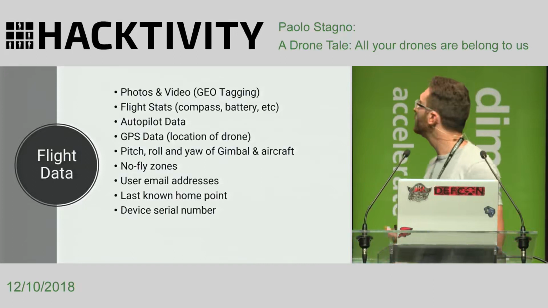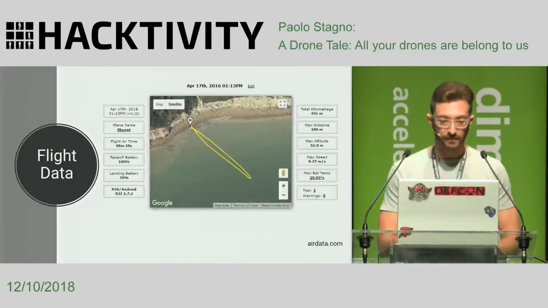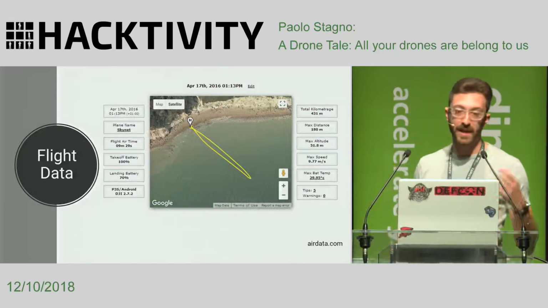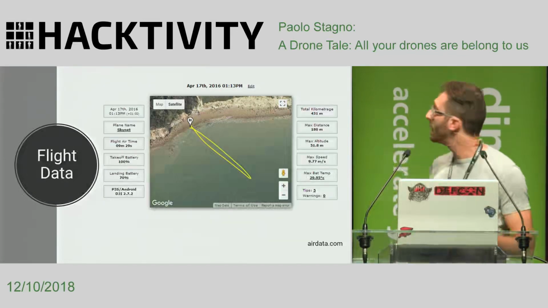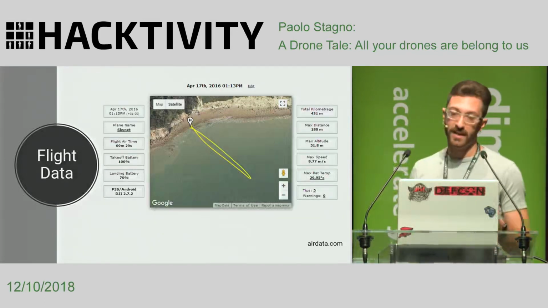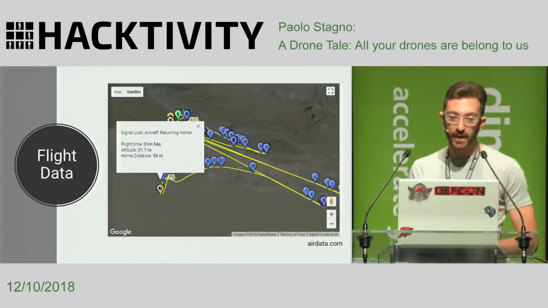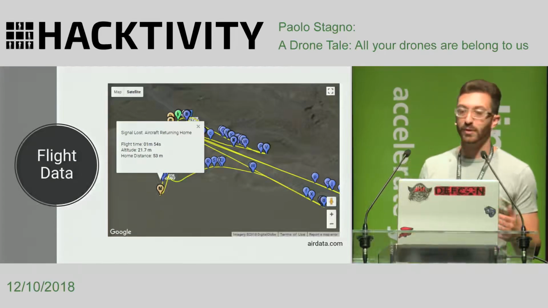So what can we do if we aggregate all this information? Well, for example, we can show the drone fly path, and we can also show some statistics related to maximum altitude, speed, distance, and so on. And we can also reconstruct the entire sensor signal along the fly path.